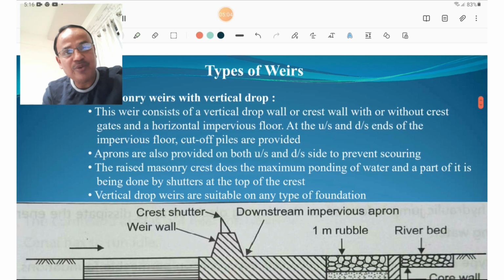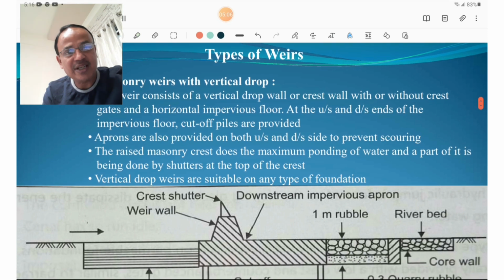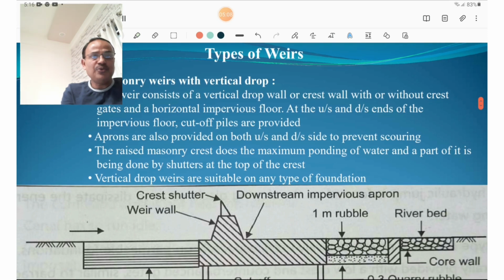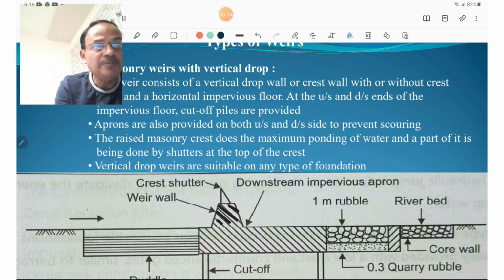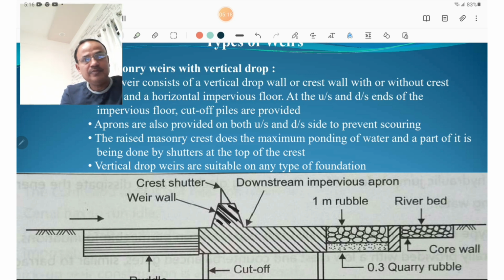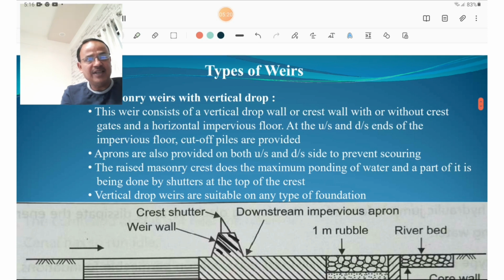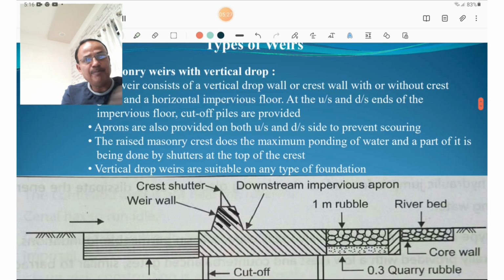The first type of weir is the masonry weir with vertical drop. This weir consists of a vertical drop wall. This is the weir wall, vertical drop wall or crest wall, with or without crest gates, and a horizontal impervious floor at the upstream side and downstream side. At the ends of the impervious floor, cutoff piles are provided.